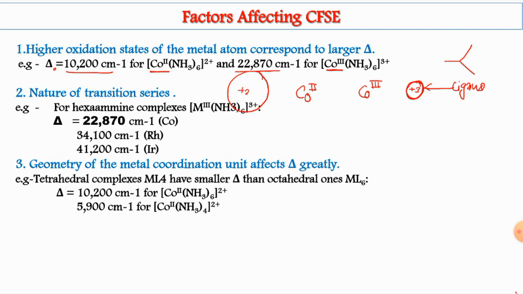Geometry is also important. You know that in octahedral complexes there are 6 ligands, so the interaction will be more and the splitting is also more. For tetrahedral complexes only 4 ligands are there, so the interaction will be less, and the splitting is also less.